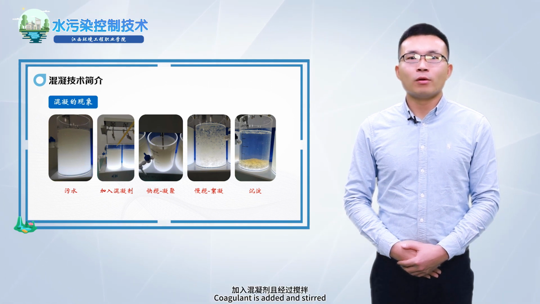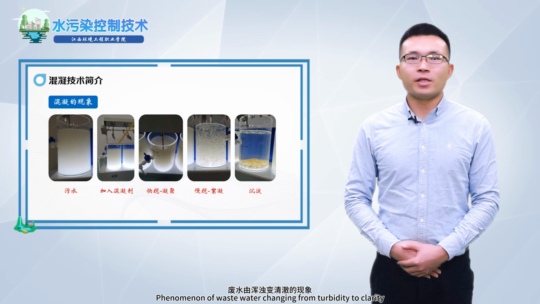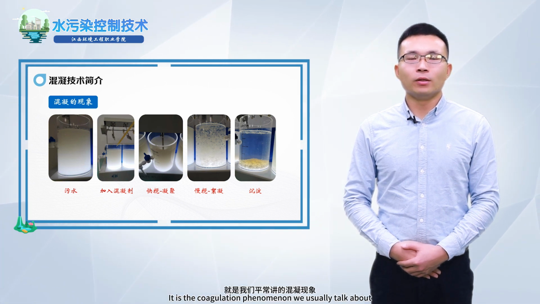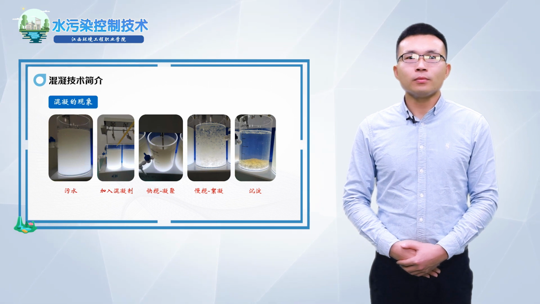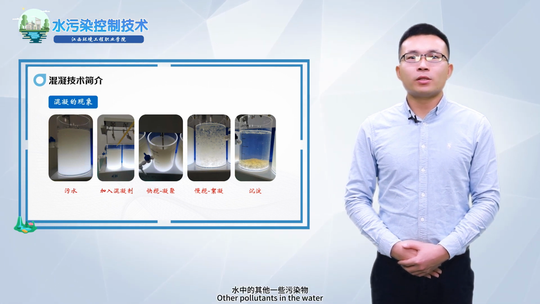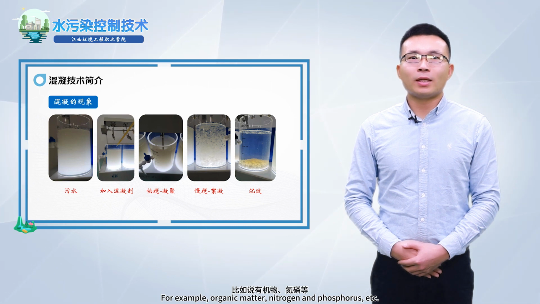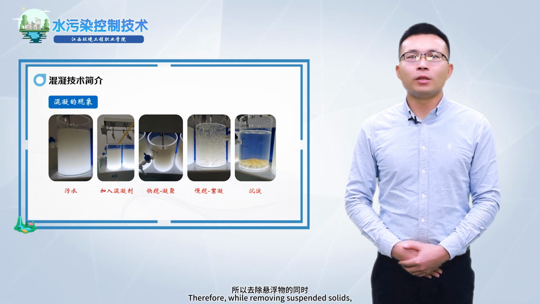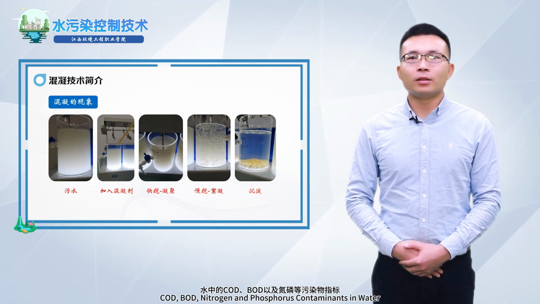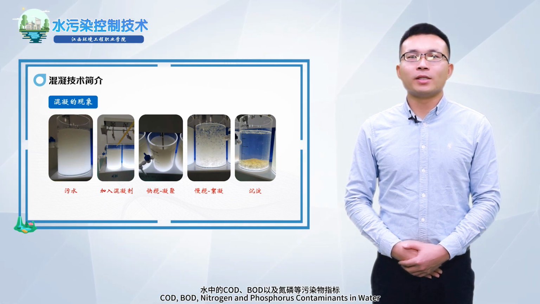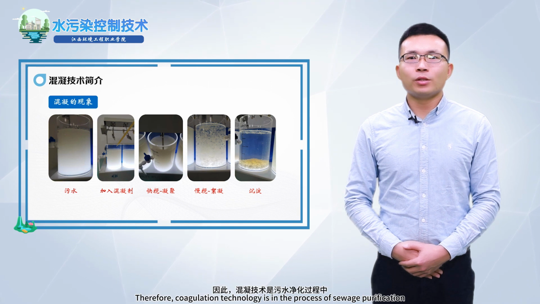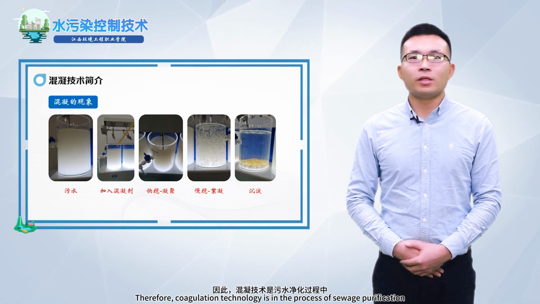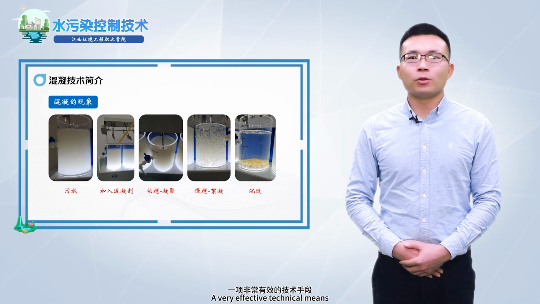Coagulant is added and stirred, and the wastewater changes from turbidity to clarity. It is the coagulation phenomenon we usually talk about. Other pollutants in the water, for example, organic matter, nitrogen and phosphorus, pollutants causing eutrophication of water bodies, will also exist in a suspended state. Therefore, while removing suspended solids, COD, BOD, nitrogen and phosphorus contaminants in water will also decline accordingly. Therefore, coagulation technology is a very effective technical means in the process of sewage purification.